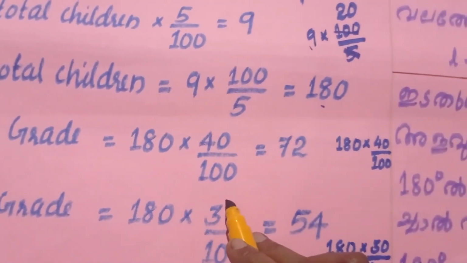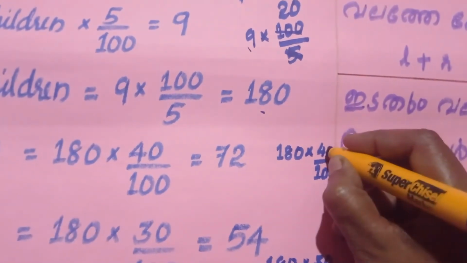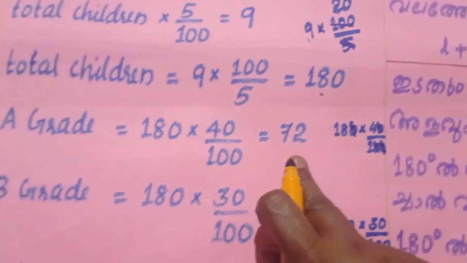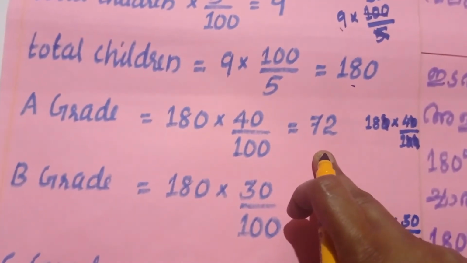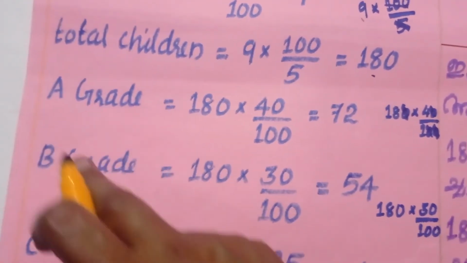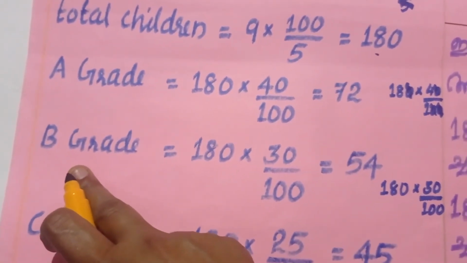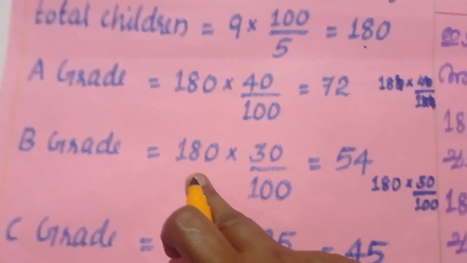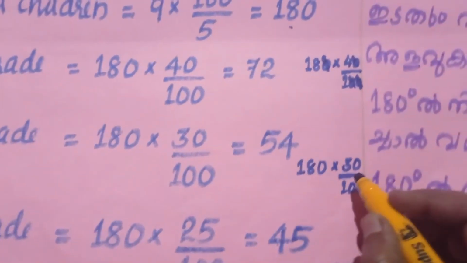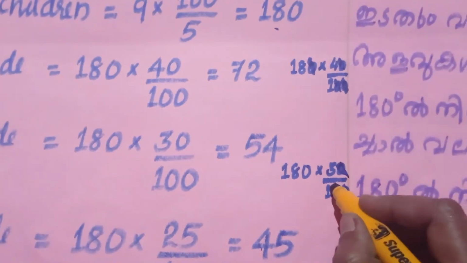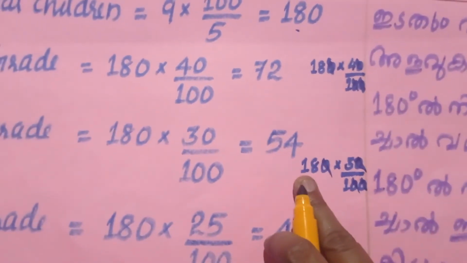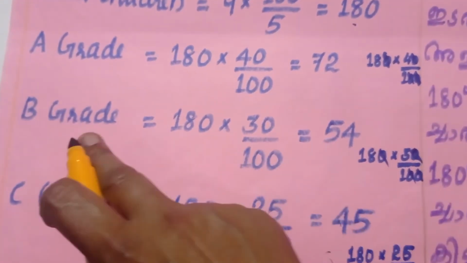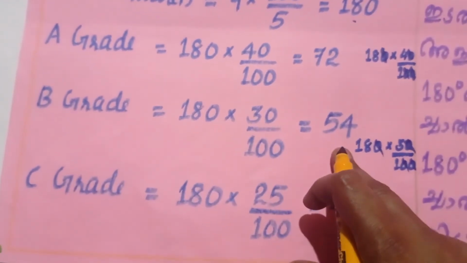180 into 40 by 100. Then cut the 0 here and the 0 here. Then 18 into 4, 72. Then 72 is the number of children who got A grade. Similarly, B grade can be calculated as 30% of 180. That is 180 into 30 by 100. Here also cut the 0. Then 18 into 3, 54. Then the number of children who got B grade is 54.